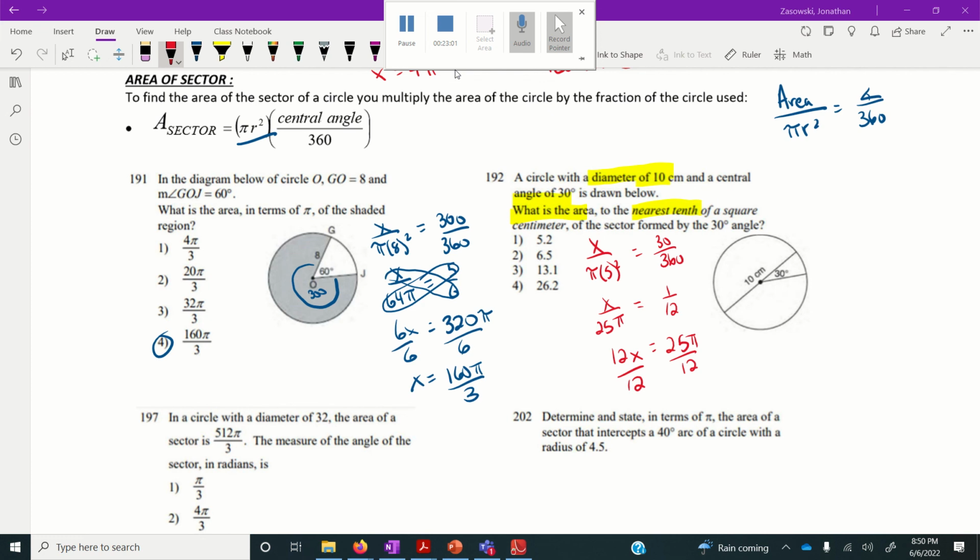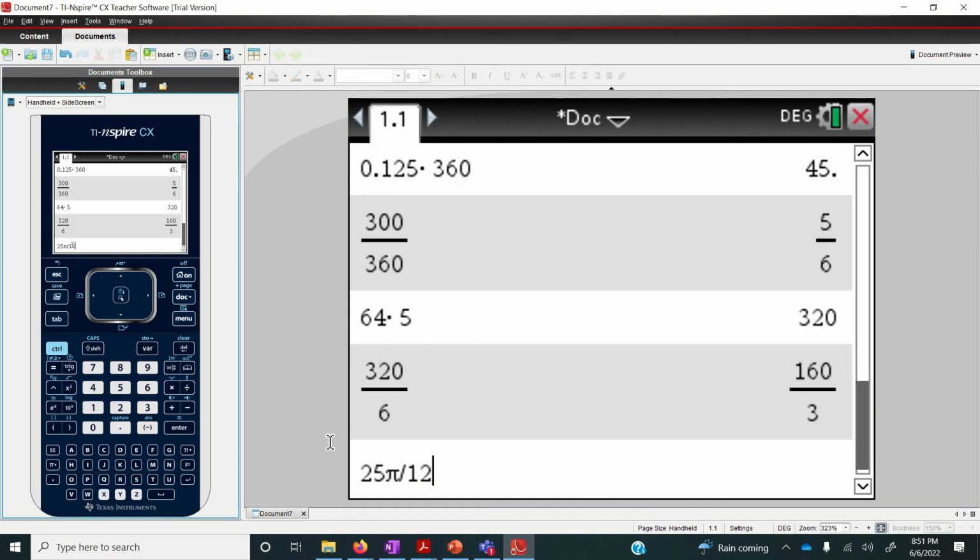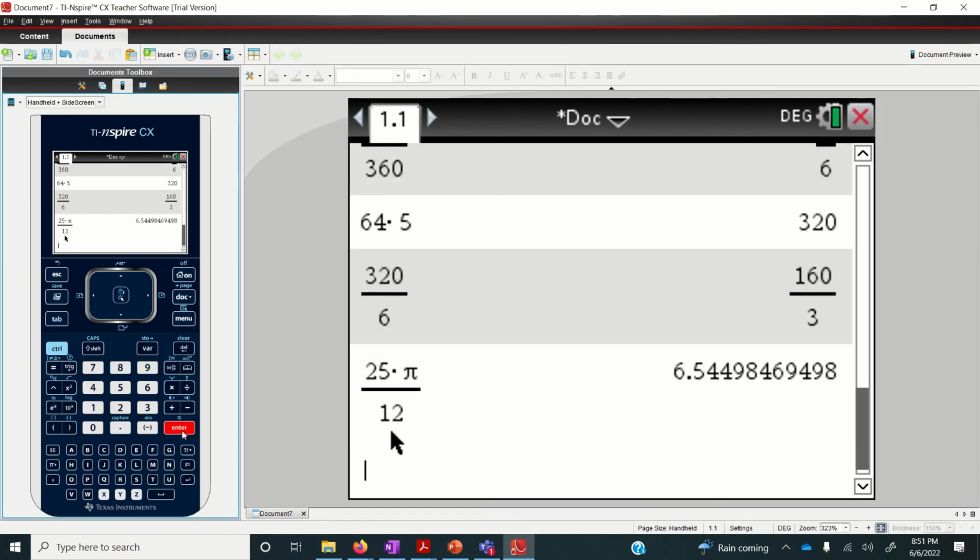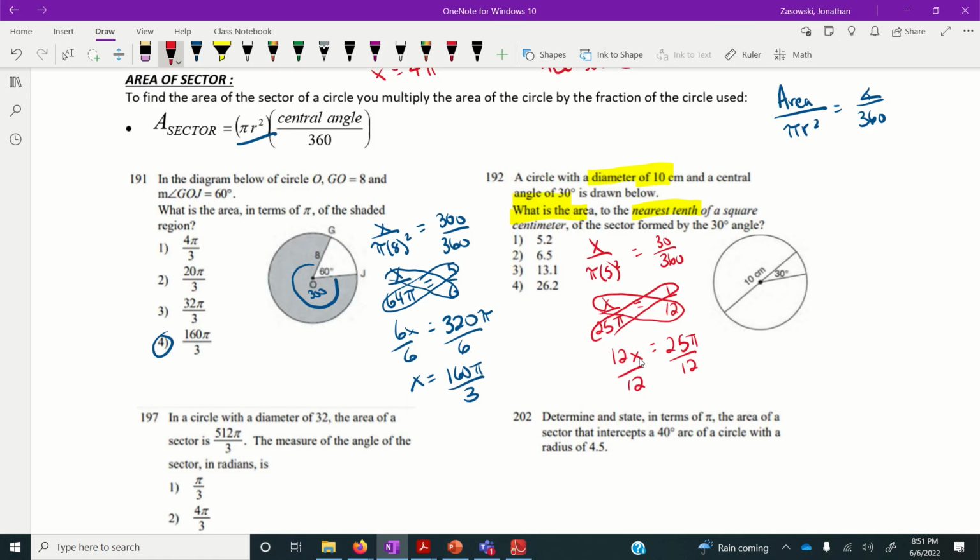Okay, so you should have started off with x over pi times 5 squared equals 30 over 360, which reduces down to 1/12. We can cross multiply here. So 25 pi is going to equal 12x. And then we just divide it by 12. So 25 pi divided by 12. No need for parentheses here since the 25 pi is on the top. We know what order of operations is going to make to go first. And we're going to get 6.5 for our final answer.